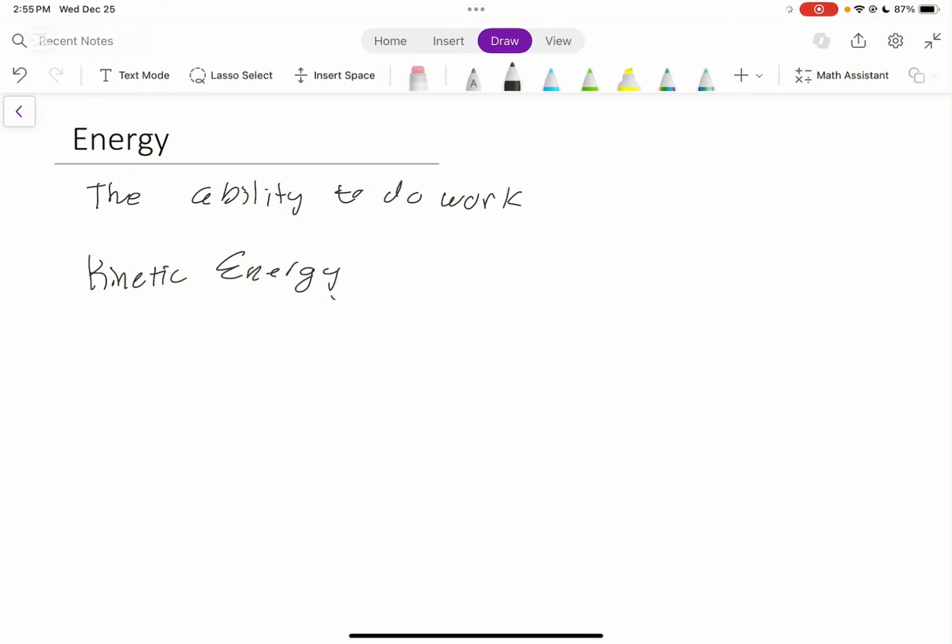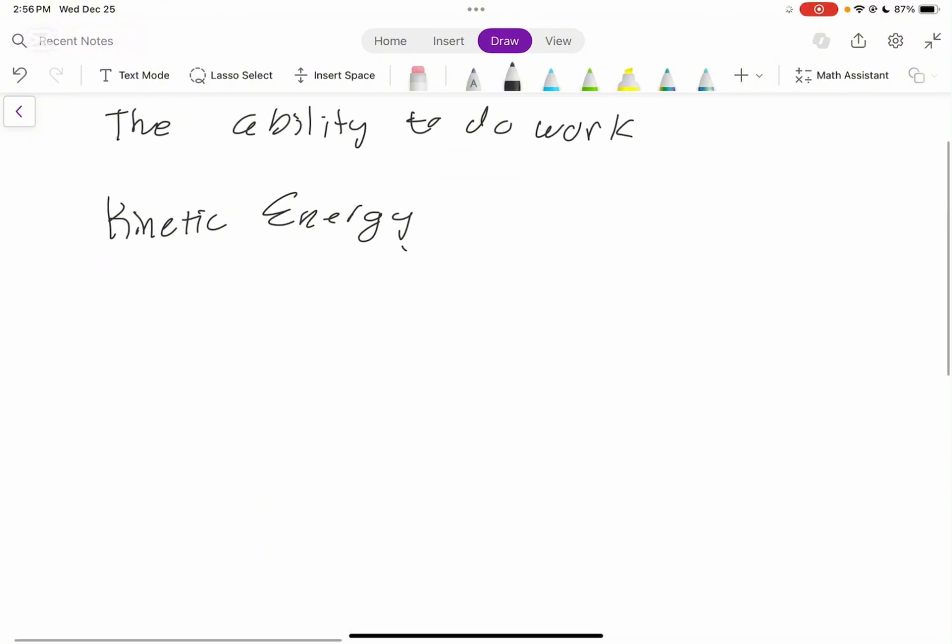What is it helpful for? Well, kinetic energy can really help describe where we get a lot of our everyday activities from. We can determine the kinetic energy of many things, of anything that moves, really. So that's why it's really important that we know how to use kinetic energy. It's really applicable to the real world.